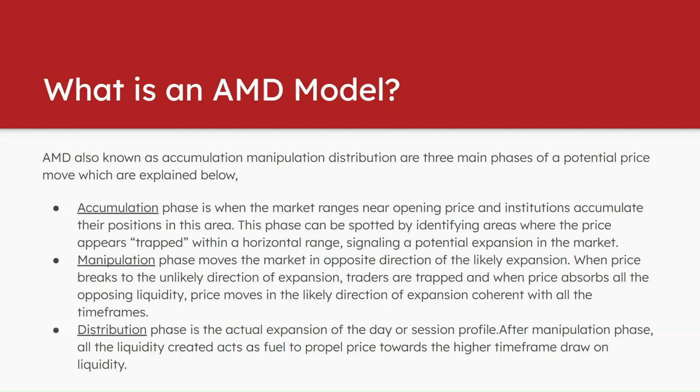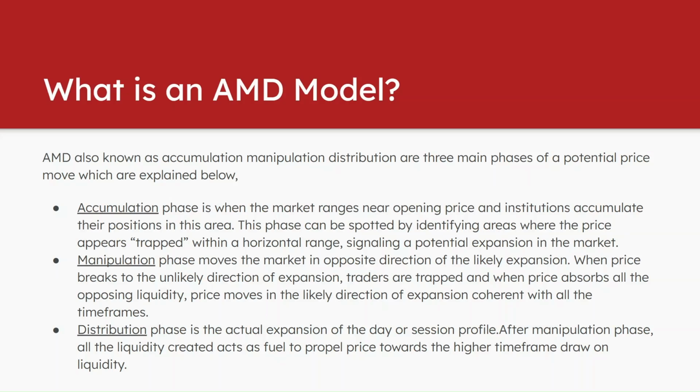So, what is an AMD model? AMD, also known as accumulation, manipulation, and distribution, are three main phases of a potential price move, which are explained below. The market range is close to the opening price during the accumulation phase, and the institutions build up their positions in this range. Finding regions where the price seems trapped within a horizontal range, indicating a possible market expansion, will help you identify this accumulation phase.